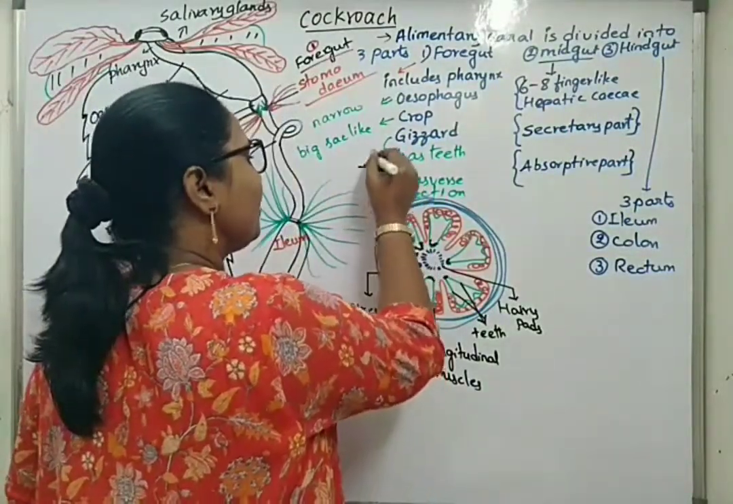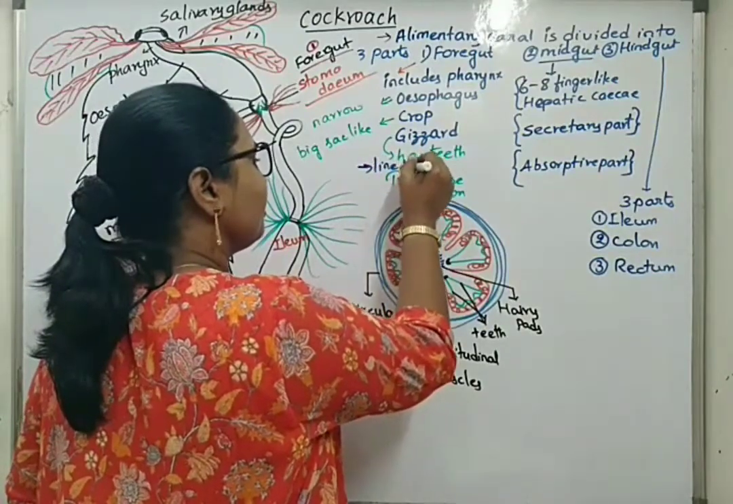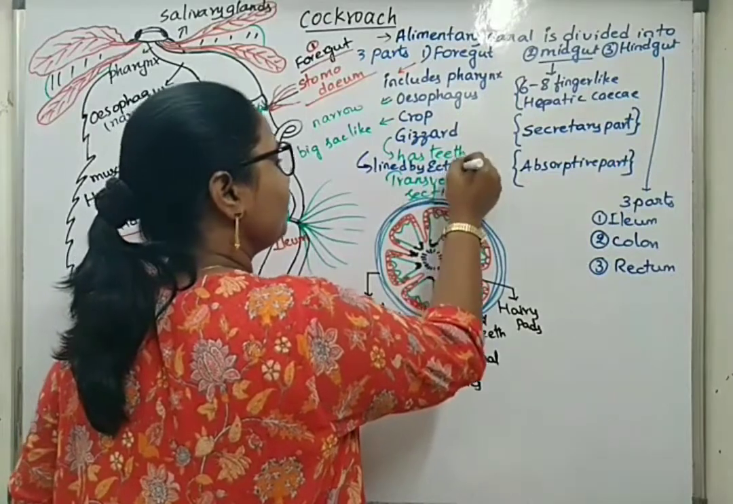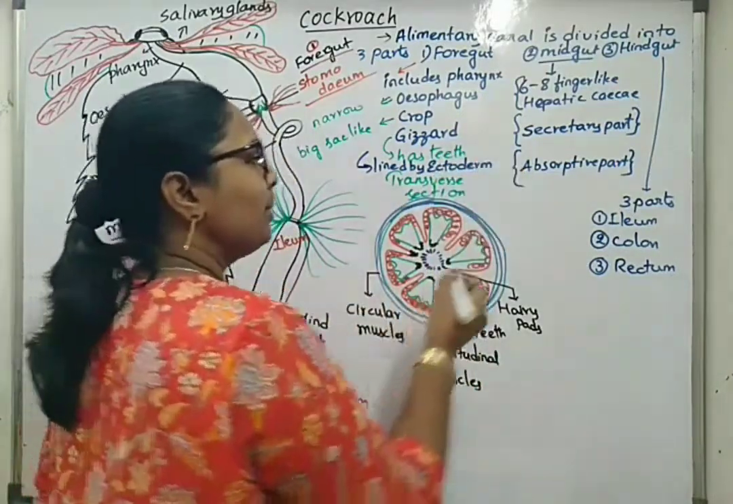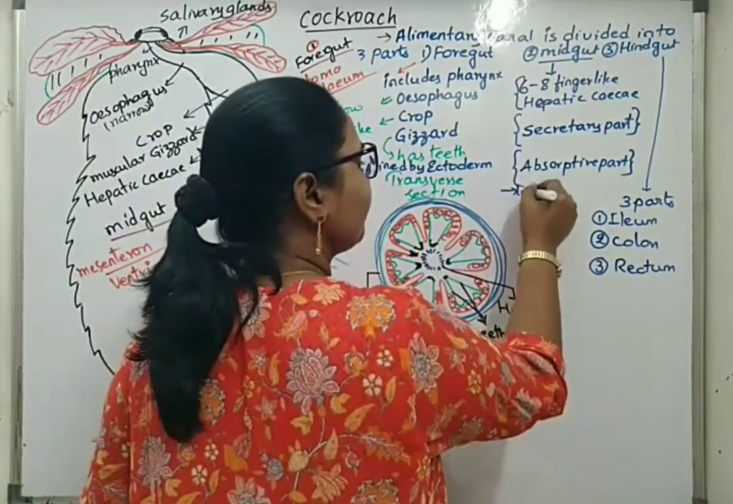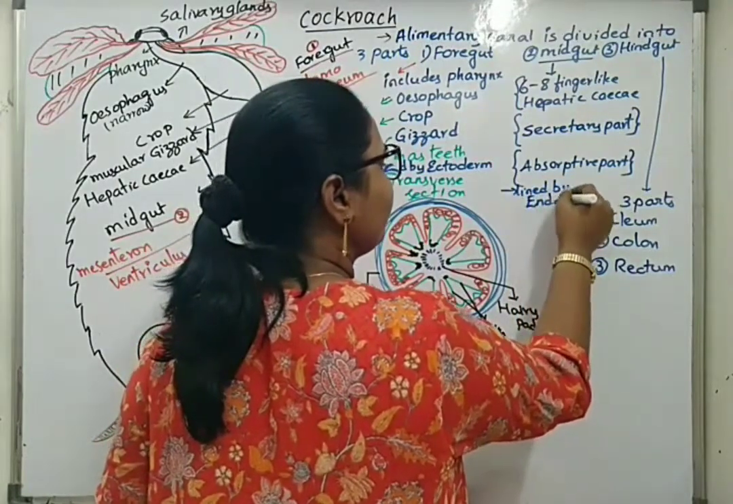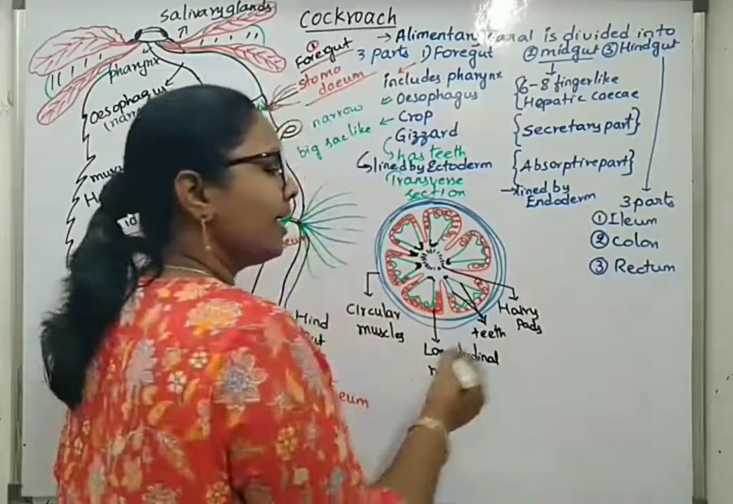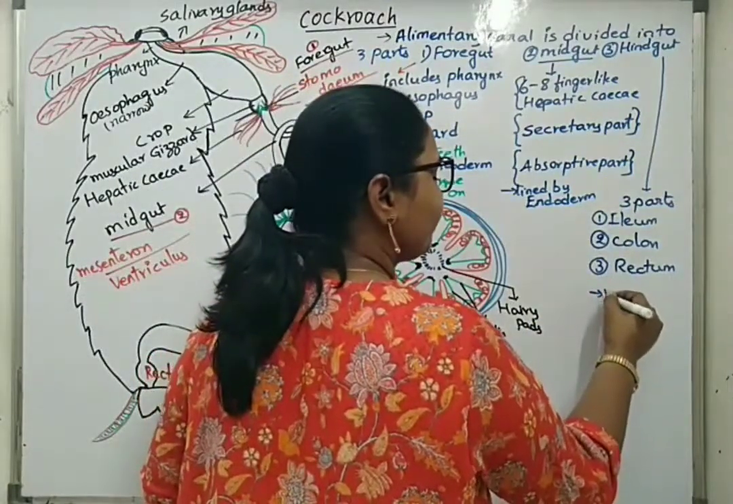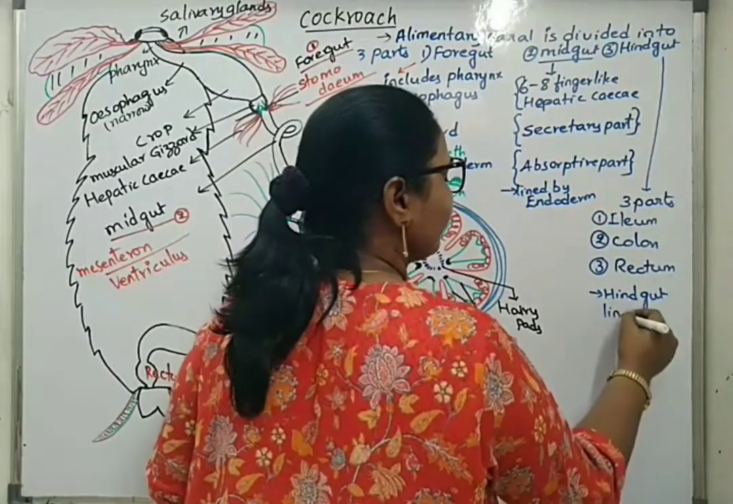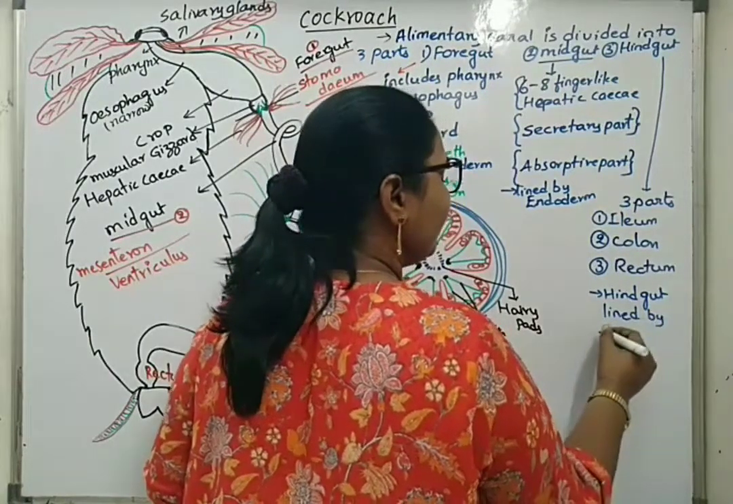Foregut is lined by ectoderm. Midgut is lined by endoderm. Again, hindgut is lined by ectoderm.